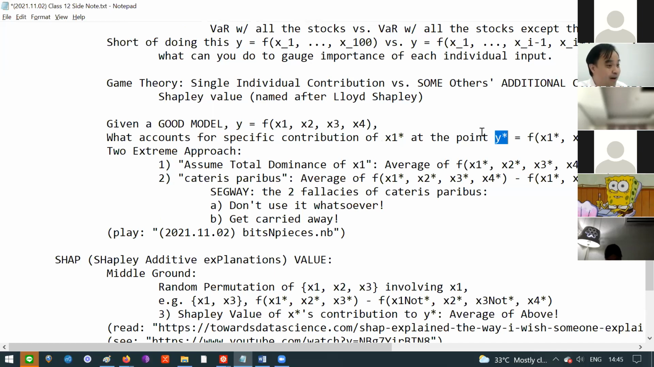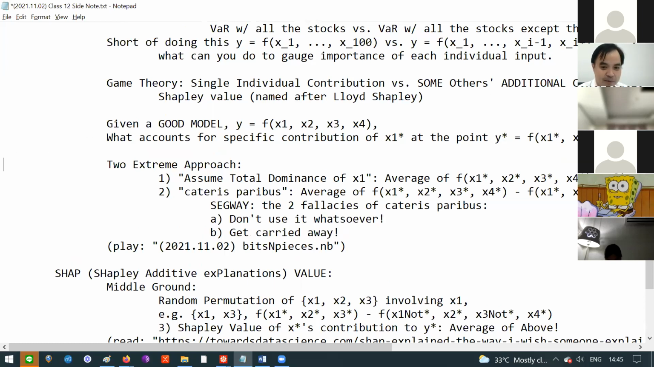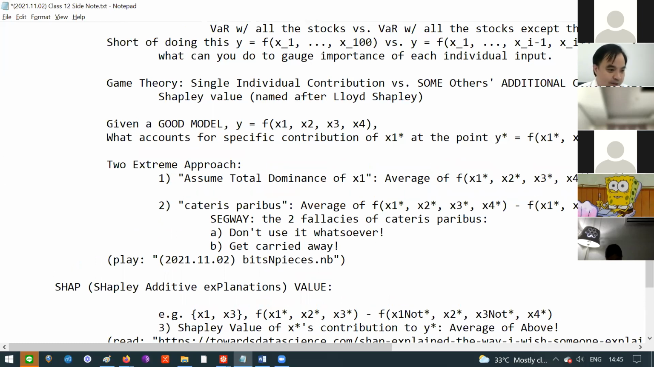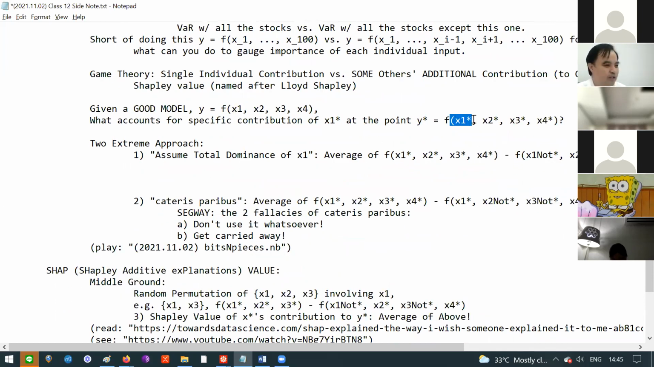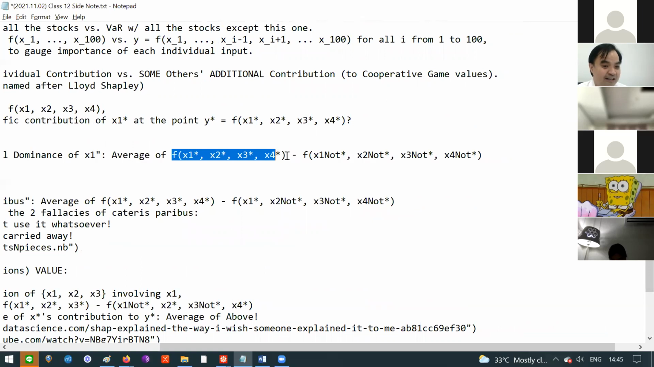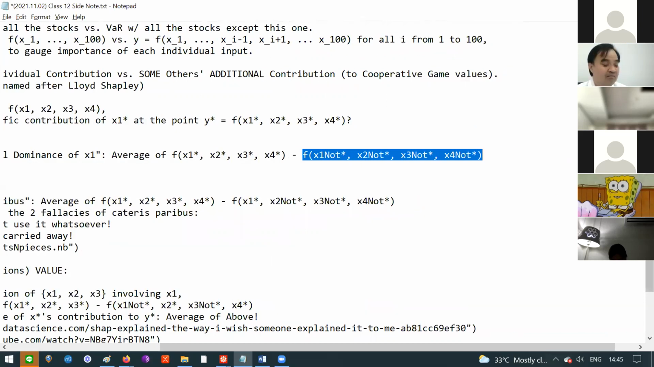So obviously you have to compare it with other values, right? So let's consider the two extreme examples. One approach is I don't care. I think x1 is the most important thing in the world. So it doesn't really matter what x2, x3, x4 is. So basically, I can just take an average of the value of this point and the other point, right? So this is the value of this point. This is the value of the other point, and just take a random sample. Maybe take all the data, okay?